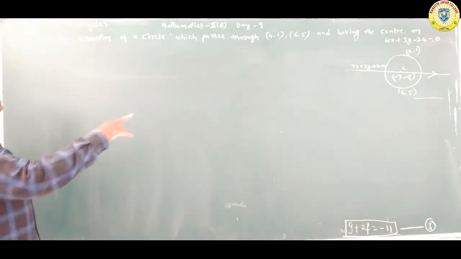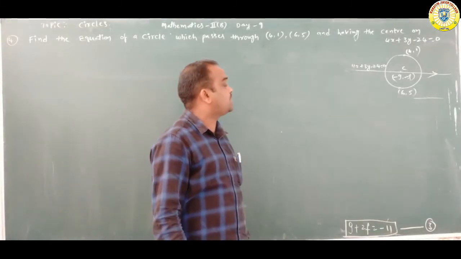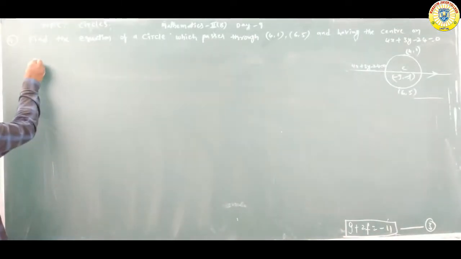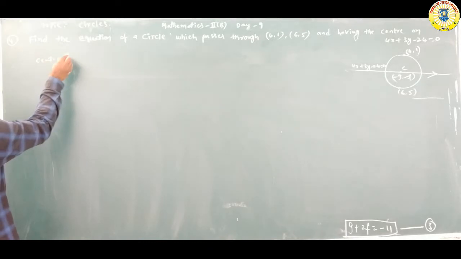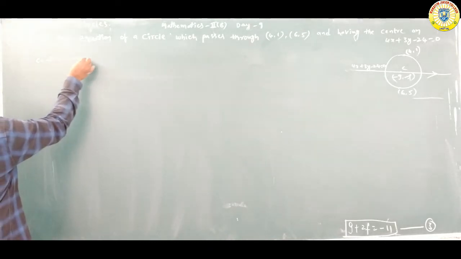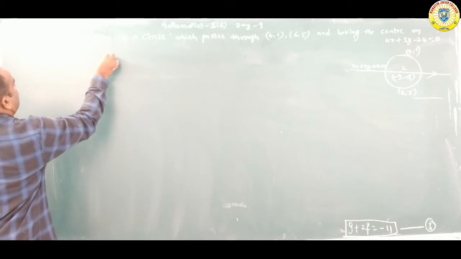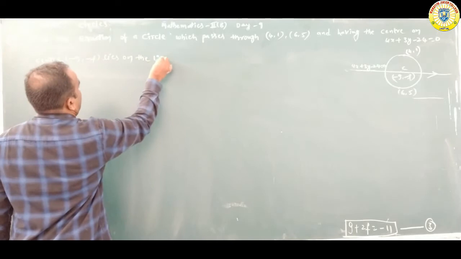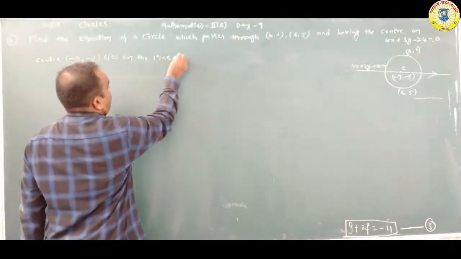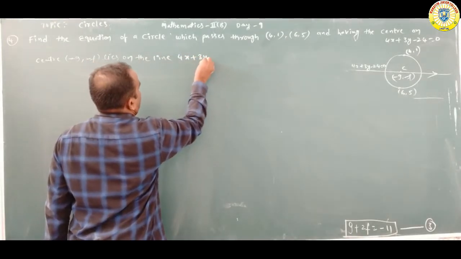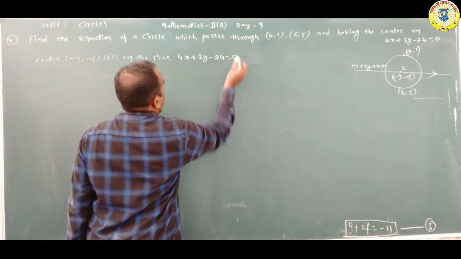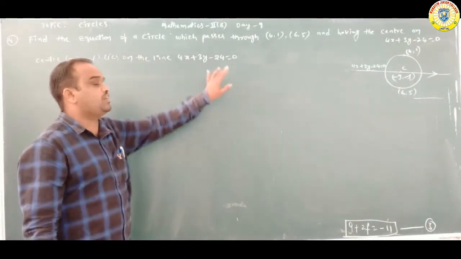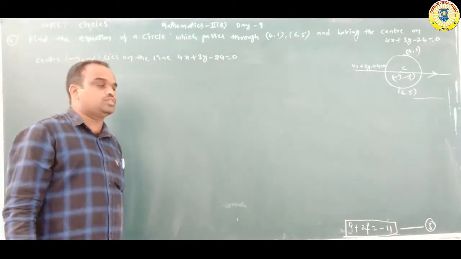So in our question, the center minus g comma minus f lies on the line 4x plus 3y minus 24 equals 0. The center minus g comma minus f lies on the line 4x plus 3y minus 24 is equal to 0.